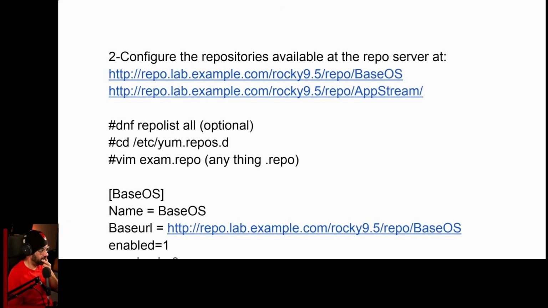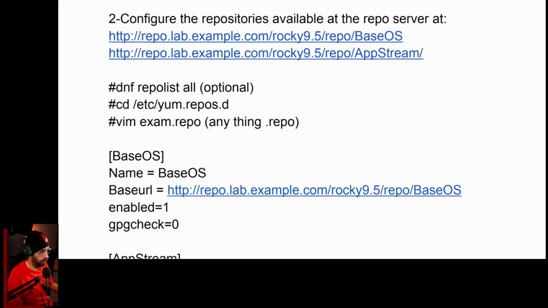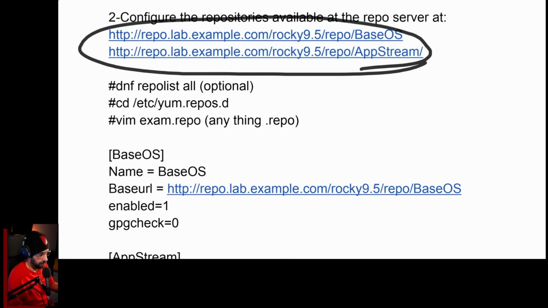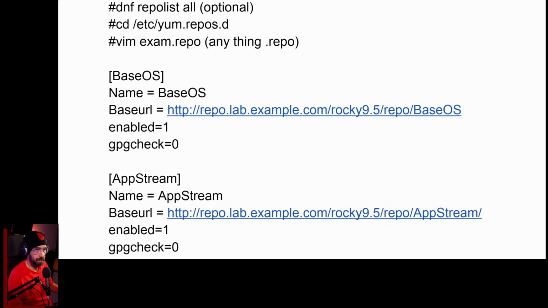Configured repositories are available at the repo server at blah blah blah. So the repo server is going to be whichever server you are going to use. It will depend on the exam, but they will give you this information. In my case, this is going to be my own local repos, but that doesn't matter. They're going to give you the URLs. You just need to configure the repos and make them work.